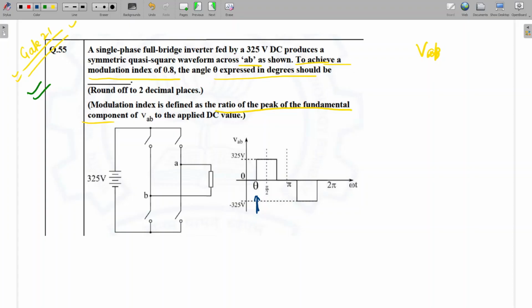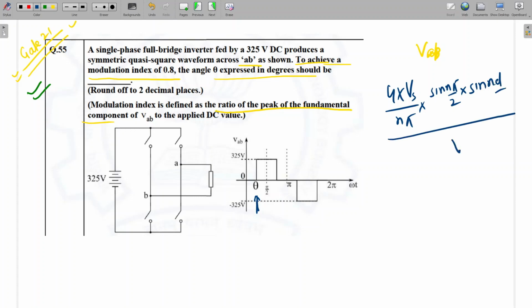Okay, so we'll see. Modulation index here they have defined as the ratio of the peak value of the fundamental. So peak is how much? 4 into Vs upon n pi into sine n pi by 2, into sine n d. This is the peak value. So peak value divided by Vs, this only they are telling, right? Yes, peak. This is what they are telling, it is 0.8. Okay, this is equal to 0.8.